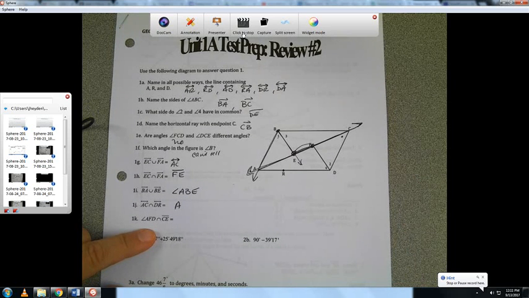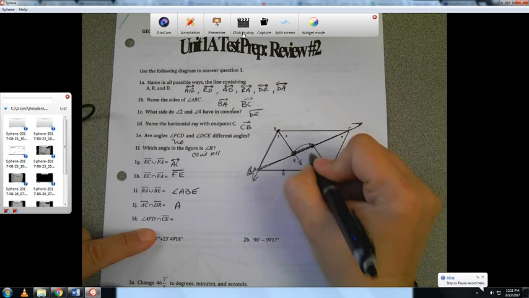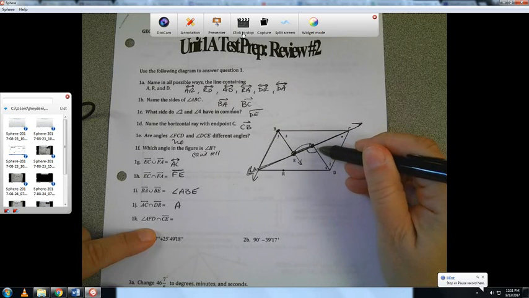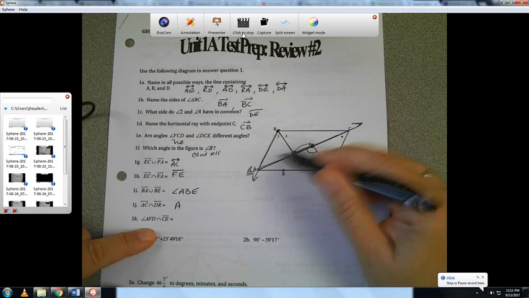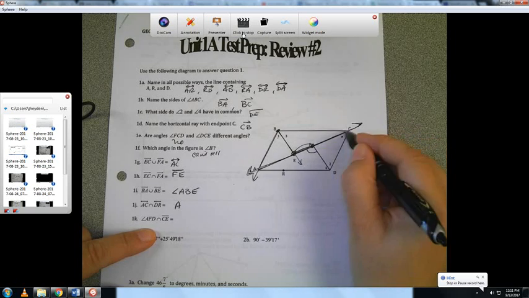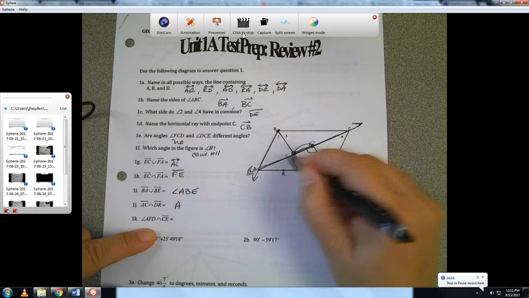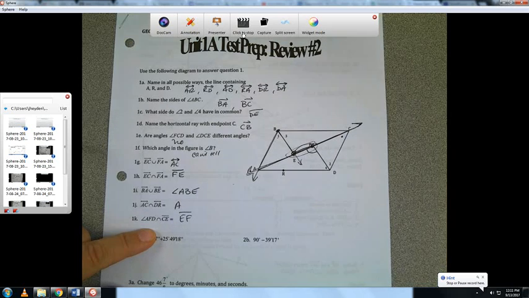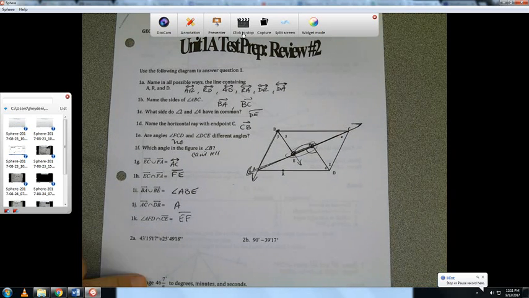Angle AFD, that's this angle here. And segment CE. Okay, so here's the segment. Here's the angle. The only place those overlap is at EF. Okay, different colors might help too.